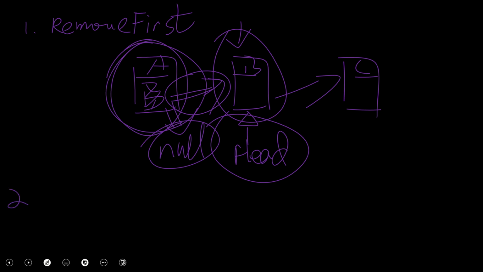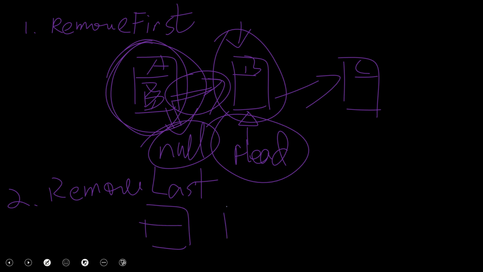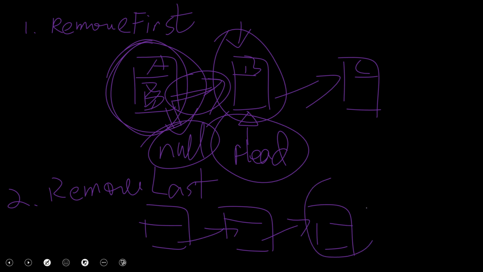Another one we call remove last. The same idea over here: we have three of them, and we connect them together. If we want to remove the last one, what we can do is change this one to none.